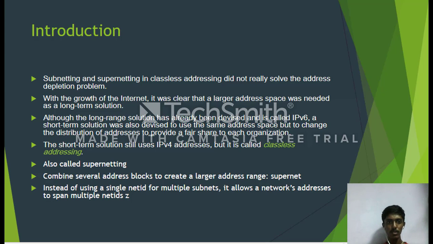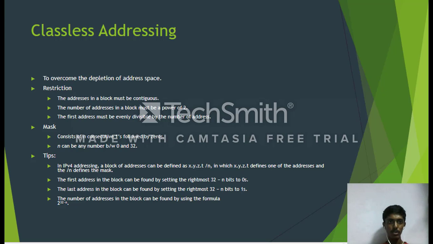It is also known as supernetting. It combines several address blocks to create a larger address range, also known as a supernet. Instead of using a single net for multiple subnets, it allows a subnet address to span multiple classless addresses to overcome the depletion of address space. There are also restrictions. The addresses in a block must be contiguous. The number of addresses in a block must be a power of 2. The first address must be evenly divisible by the number of addresses.